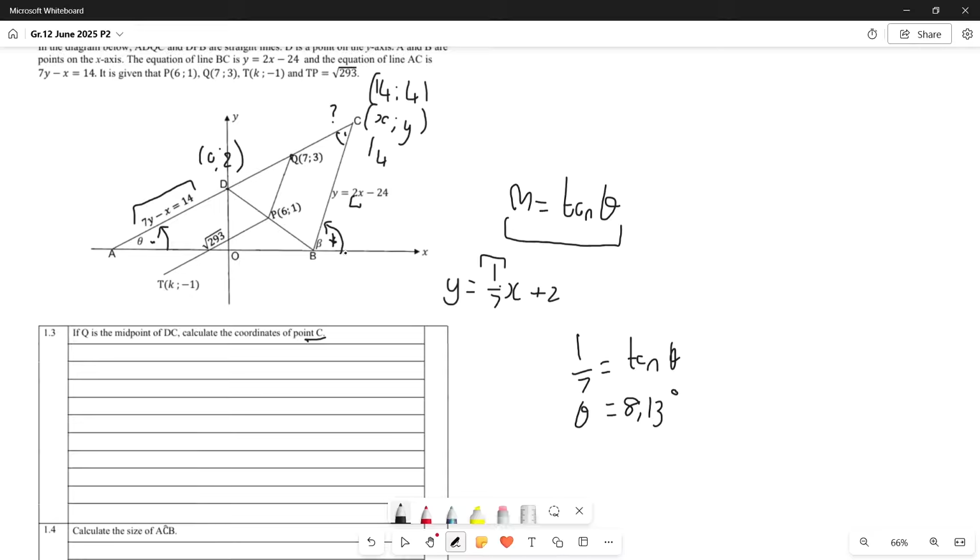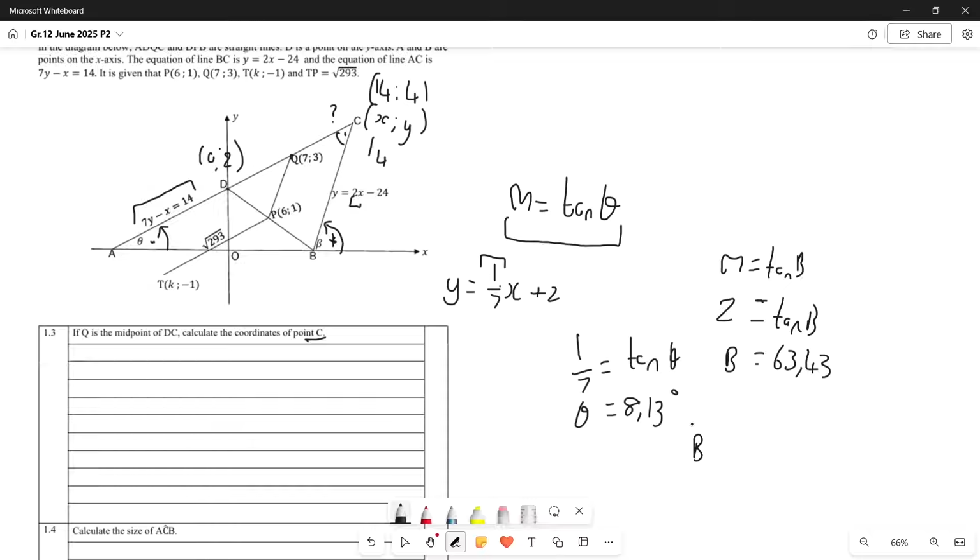So then we can do the same thing for beta. So m equals tan beta. And then what we do is we make this guy equal 2. So 2 equals tan beta. And then we can shift tan this guy and see what the value is for beta over here. And we have 63.43.